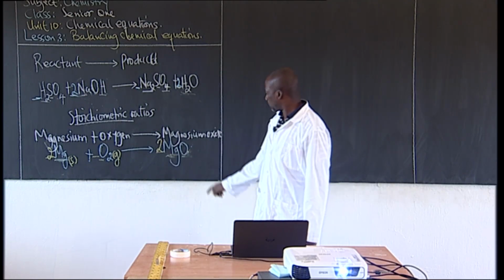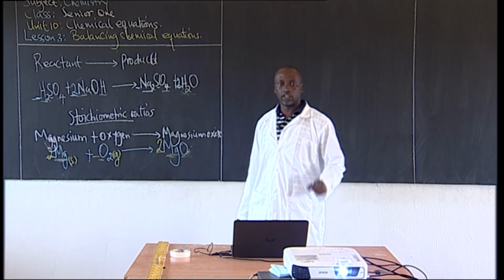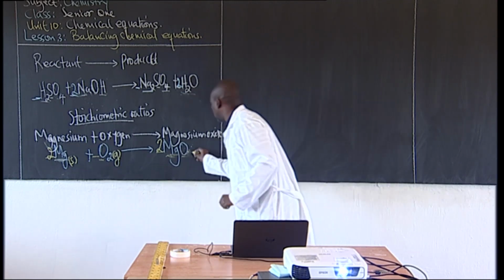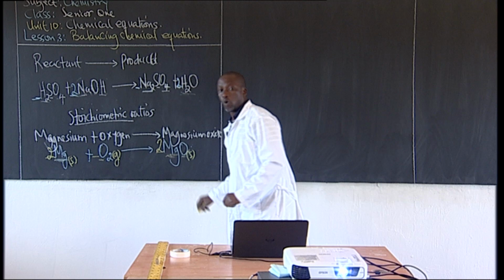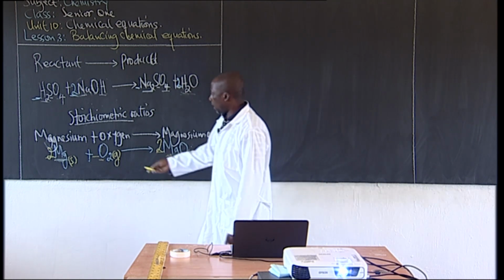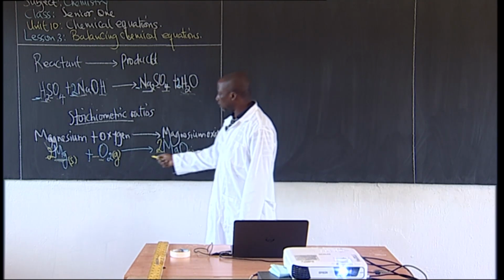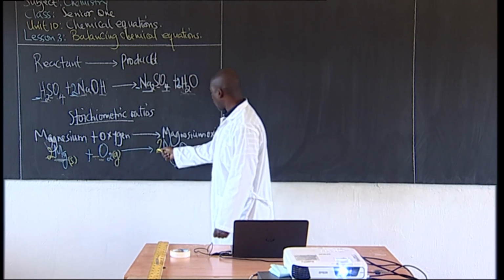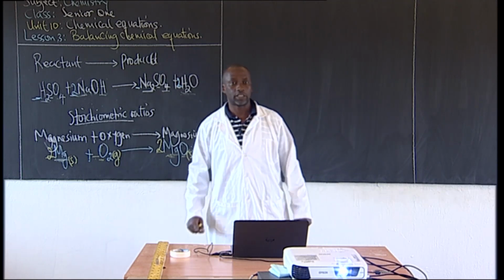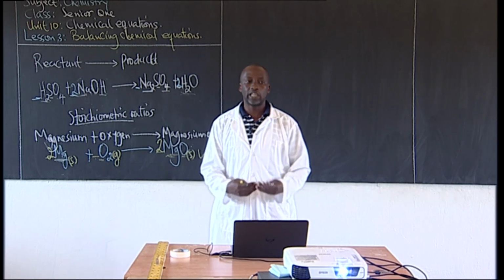What is remaining? We need to look at this magnesium oxide. The oxides of the metals exist as solids. So we put a solid over there. Then we need to counter check again. Magnesium, there are two magnesium on that side. Oxygen, there are 2. Oxygen, there are 2. So we give ourselves a tick. The equation is balanced.